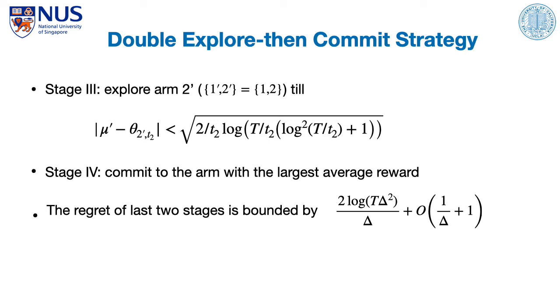Finally, we commit to the arm with the largest average reward. The difference between DETC and 2-stage ETC is that the error in 2-stage ETC comes from 2 arms. But in DETC, since 1' is well estimated, the sampling error is only from the 2', hence the regret will be 2 times smaller.